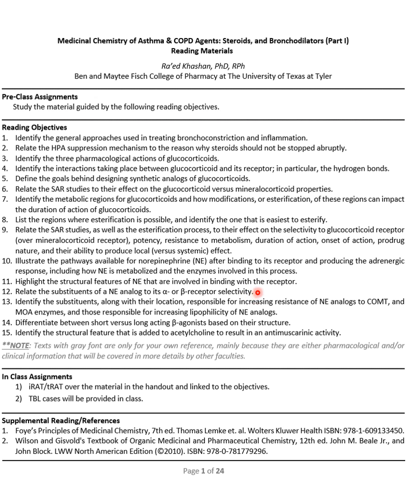As you will see, there are 3 different ways the beta agonists can actually exert their action, and then identify the substituents responsible for increasing the resistance to the COMT and the MAO enzyme, and those responsible for increasing the lipophilicity, and of course differentiate between the short and long-acting molecules based only on their structure. Finally, identify the structural feature that's been added to the acetylcholine that resulted into the antimuscarinic activity.